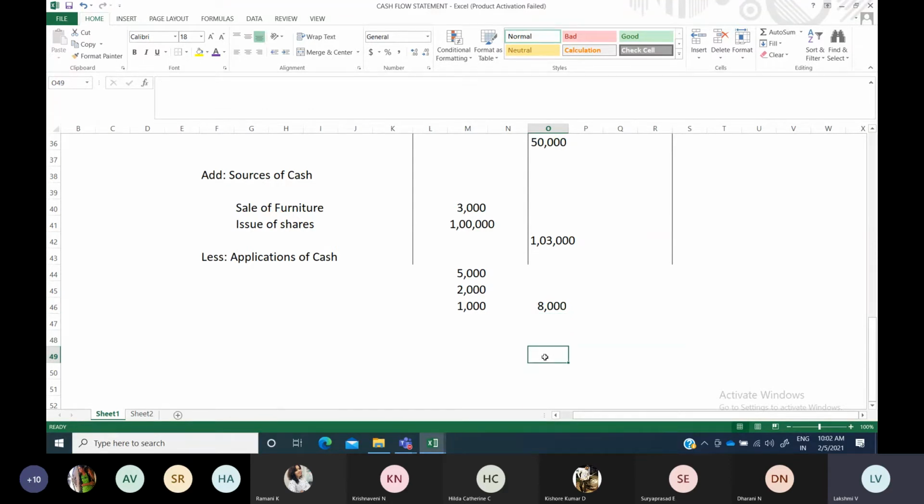Now, what is that amount, you know? After finding out the difference, total applications of cash, you would have done. So that will be your B. Here you would have found out total sources. Okay, so this will be considered as A.